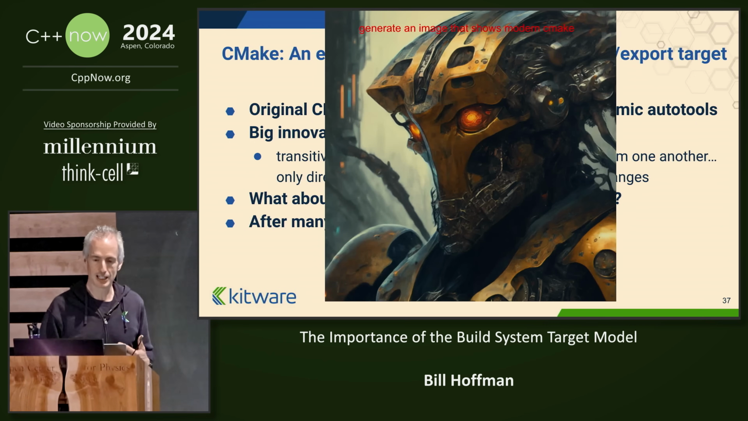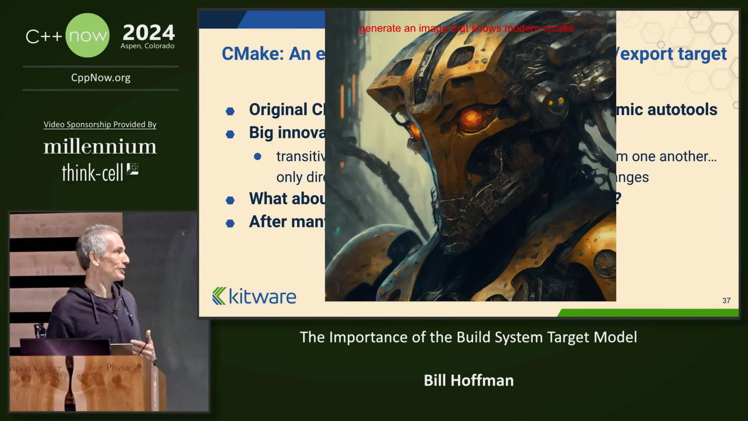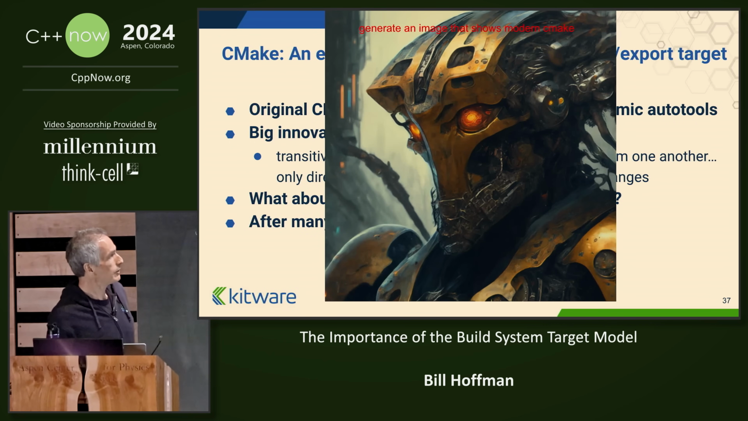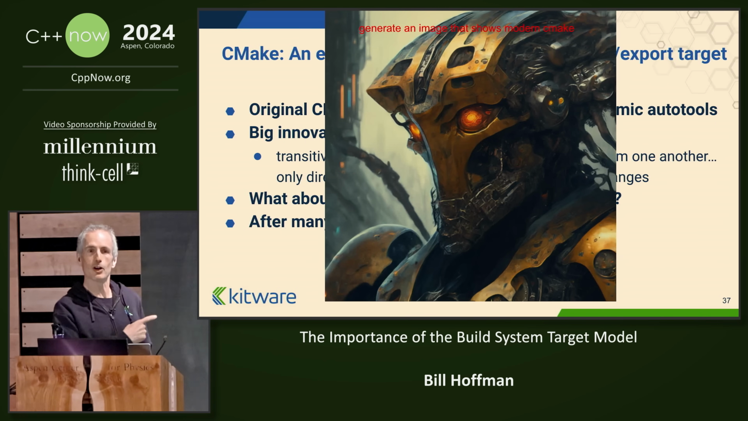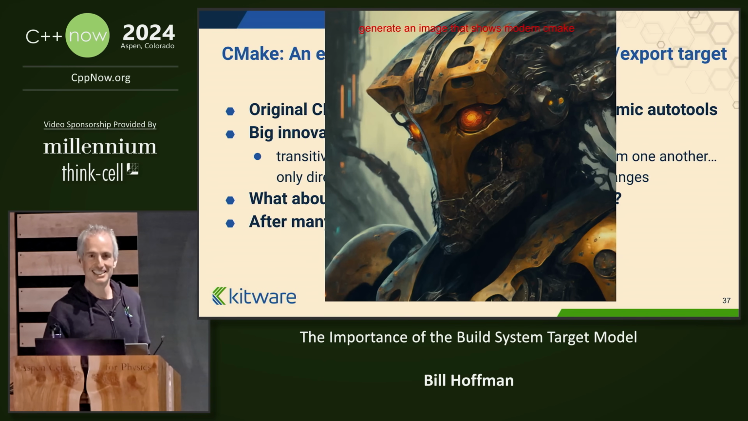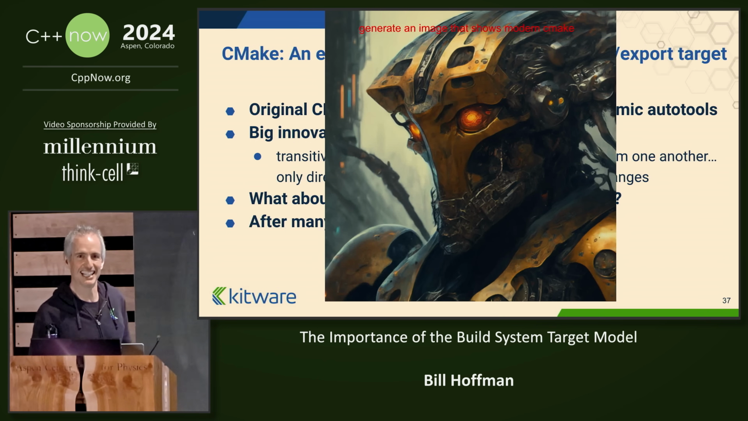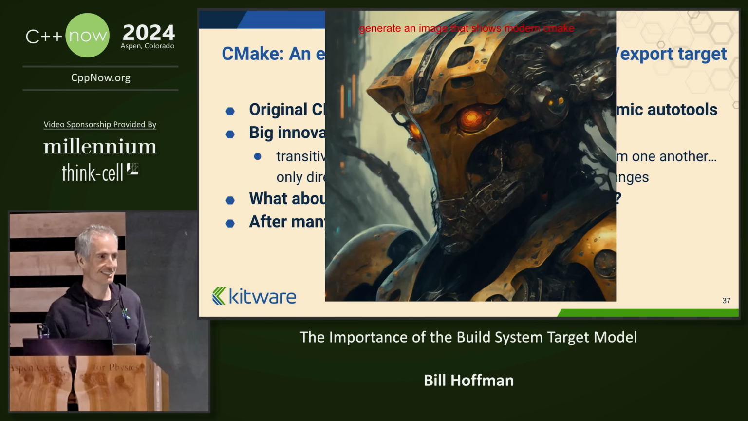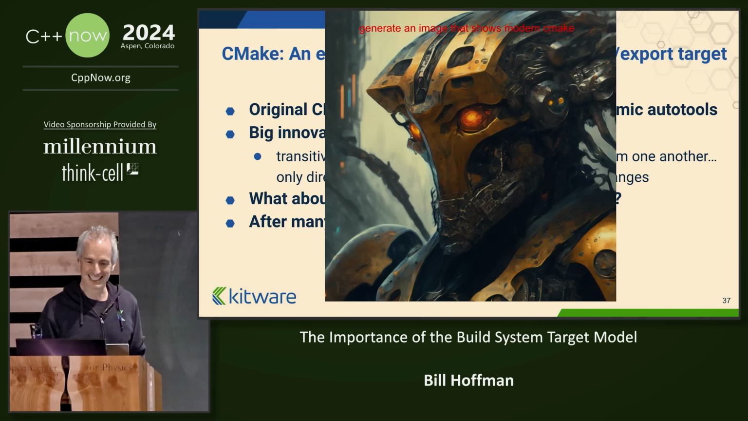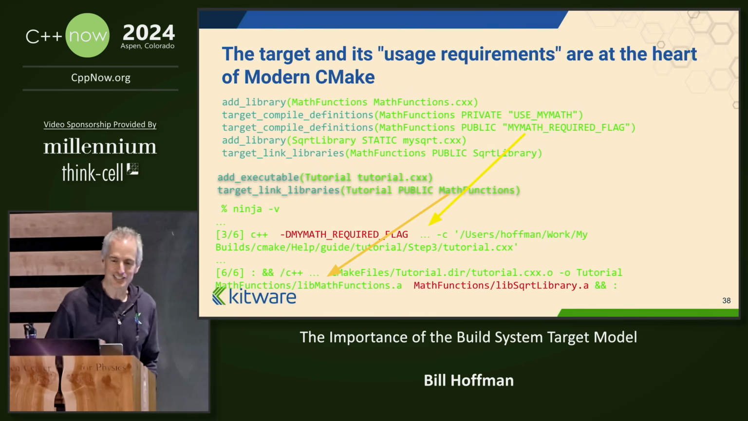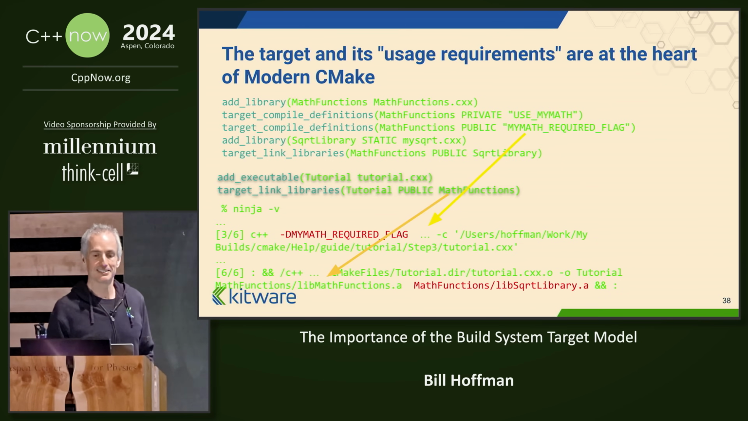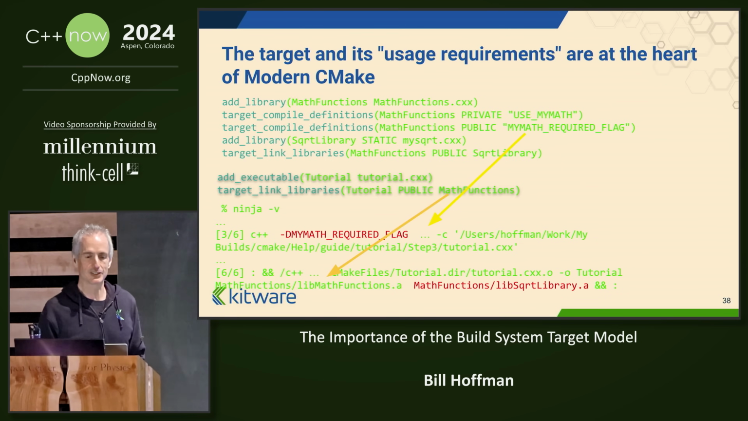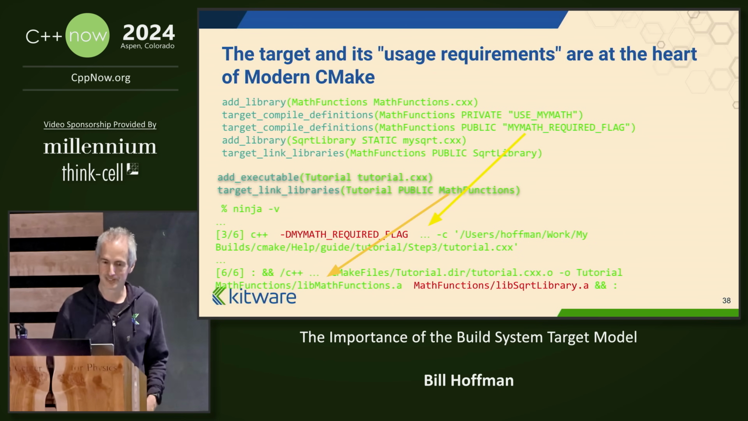modern CMake was created. Another generative AI image. I said, generate an image that shows modern CMake. I have no idea what this means, but I thought it looked really cool. Or maybe kind of scary. I don't know. Modern CMake's like a nasty kill robot or something? I don't know. All right, so the target and its usage requirements are basically at the heart of modern CMake.